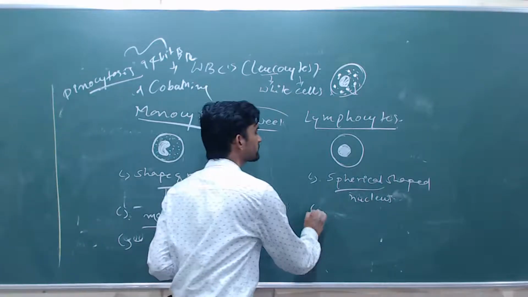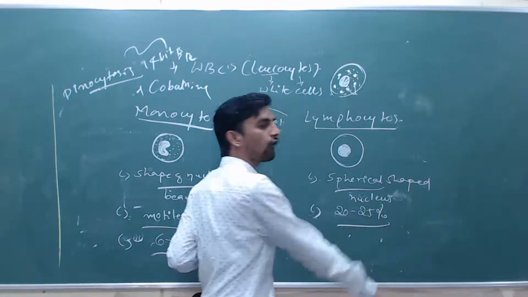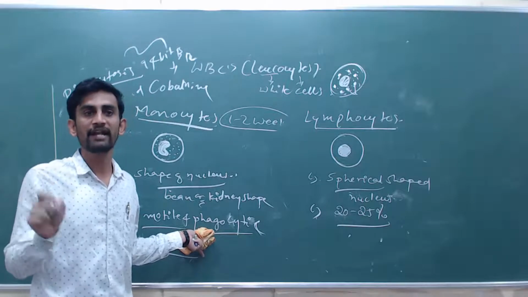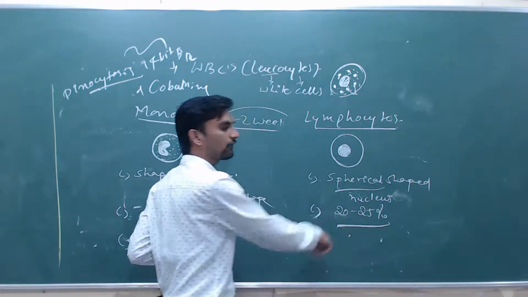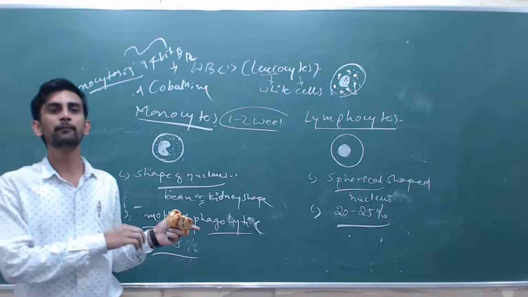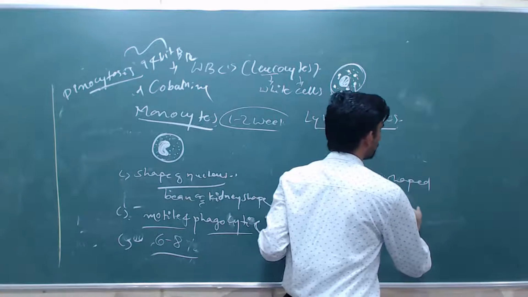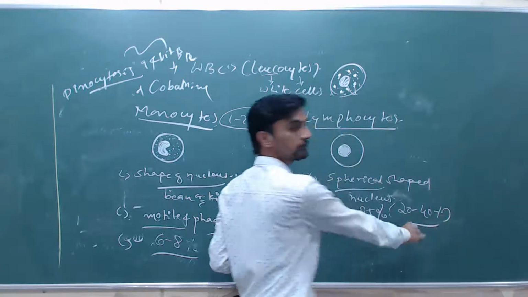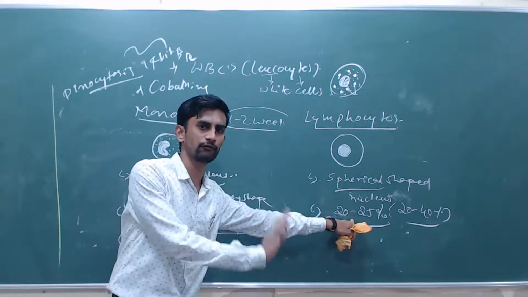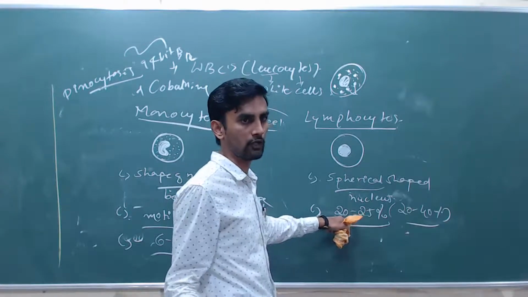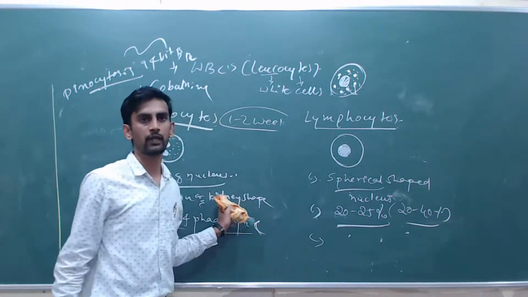And second, the percentage is also very important. How much percentage? 20 to 25%. You should always go according to NCERT. Actually, according to a medicine physiology book, there are a lot of changes, and the actual percentage is 20 to 40%. Don't get confused. Normally I am telling 20 to 25% according to NCERT. This is enough for you. When you come to medicine, you can easily come to know how it may vary.